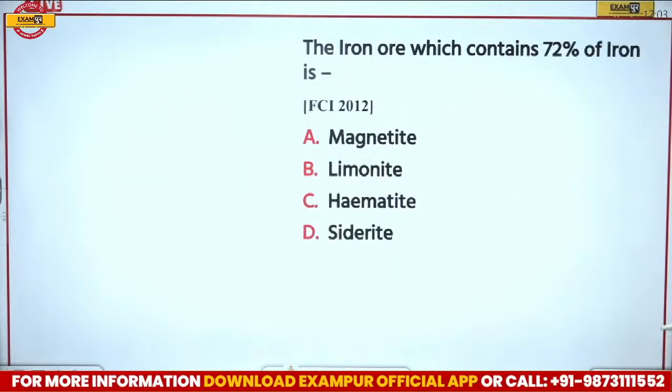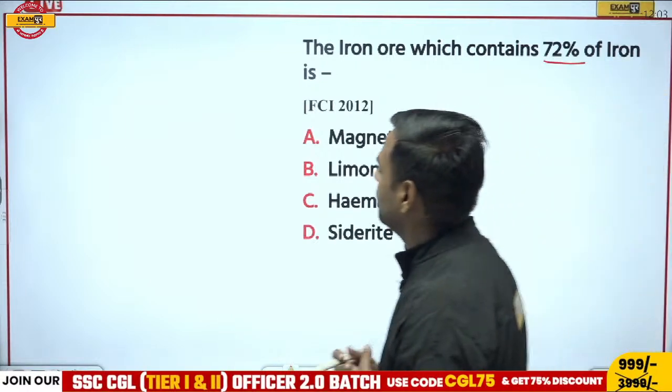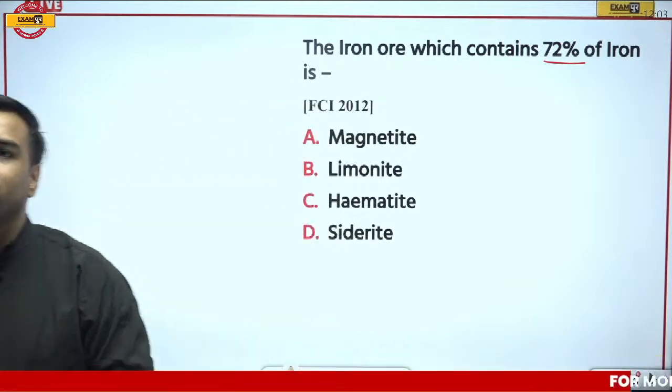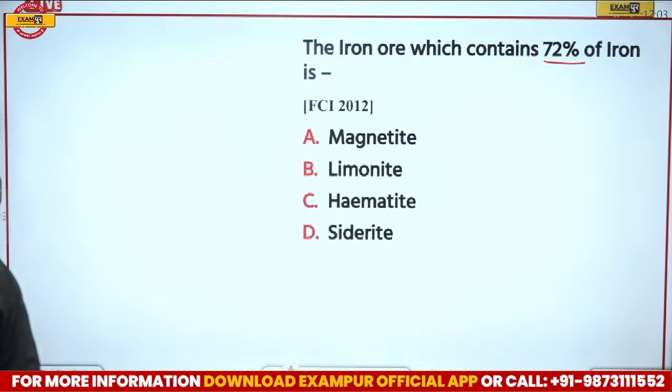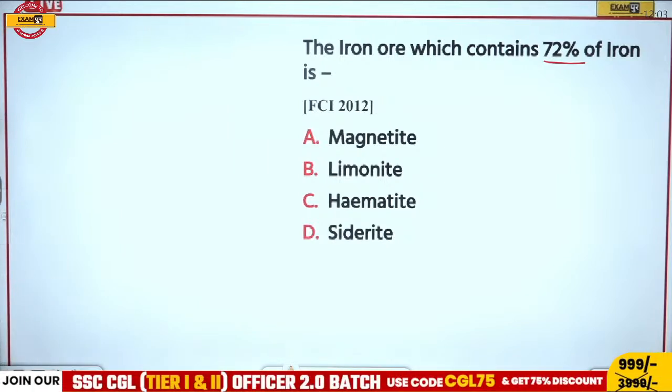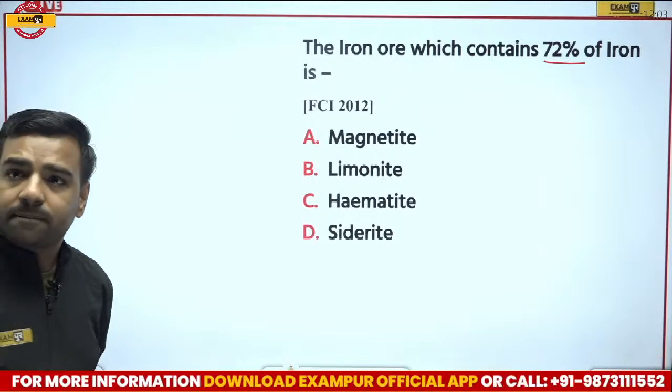Next, we have the iron ore which contains 72% of iron. Which is that particular ore? We have four options here. Let's see who will answer this. This question is again from FCI and it was asked in 2012. Answer please.